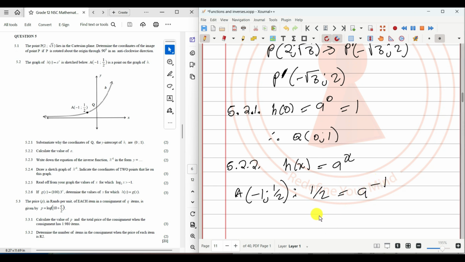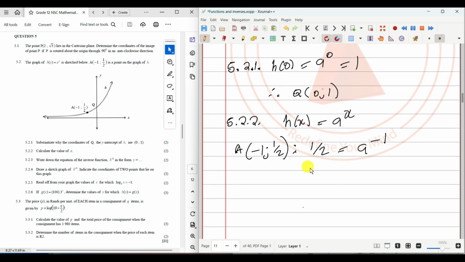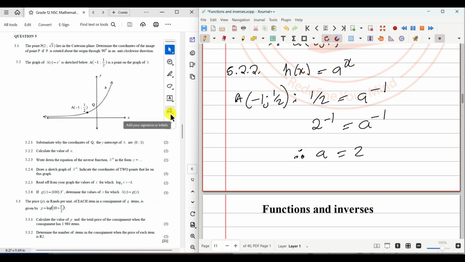So this is basically 2 to the -1 equals a to the -1. Therefore, this means a is +2. They said we must determine the equation, right? Therefore, we can say h of x is 2 to the x.